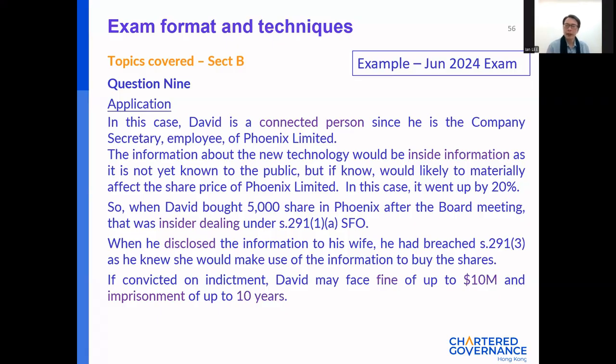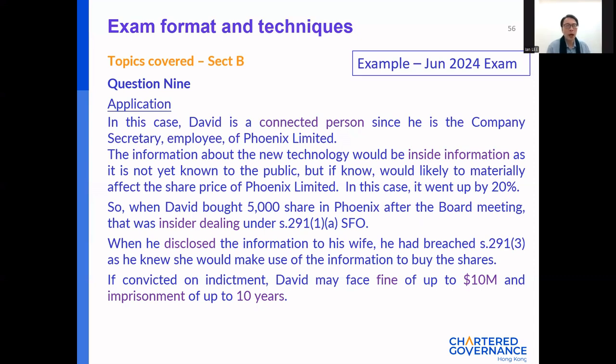Number two, would the information amount to inside information? So the information about the new technology will be inside information. As number one, it is not yet known to the public. At the time David bought the shares, the information was not yet known to the public, but if known, it would likely materially affect the share price of Phoenix Limited. So in this case, the facts already said, once released, it went up by 20%. So the case story makes it easier for you. It already moved into the future and told you factually the price went up.